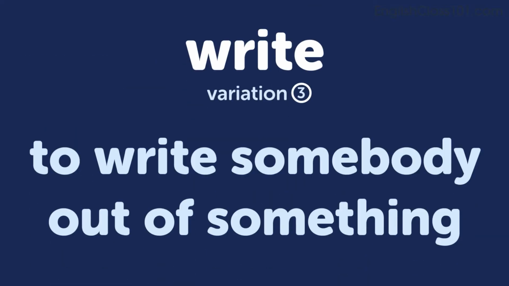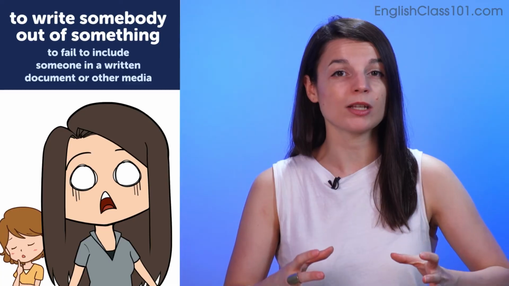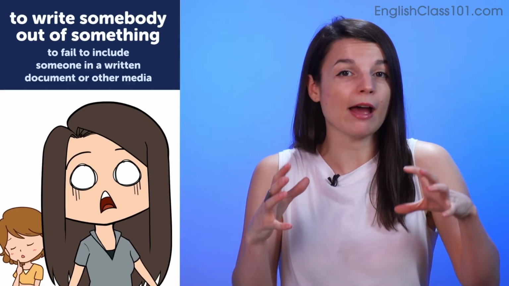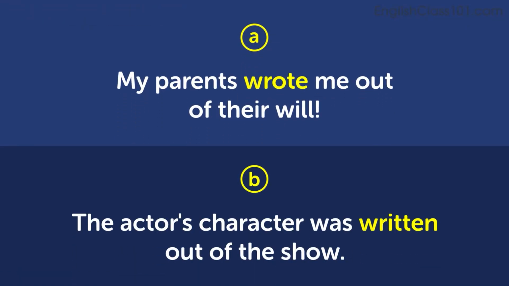The next variation is to write somebody out of something. This means to fail to include someone in a written document or other media. This is used when someone is expected to be included in the document or was included in that media in the past. Some examples. My parents wrote me out of their will. The actor's character was written out of the show.